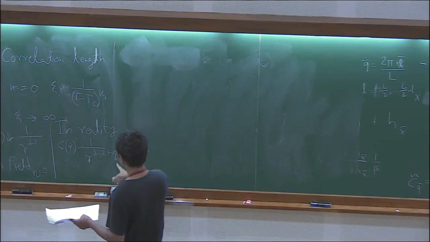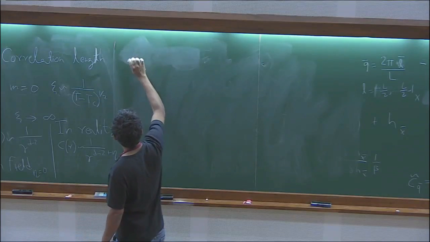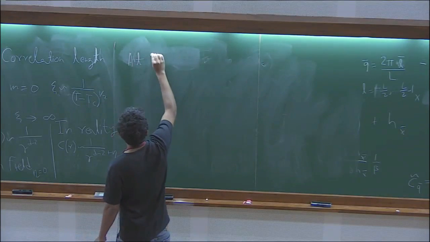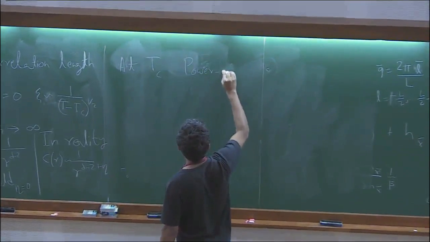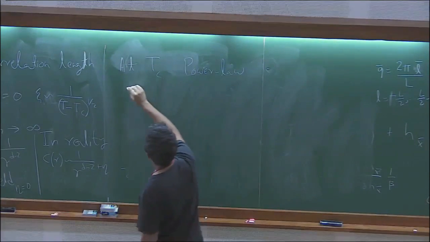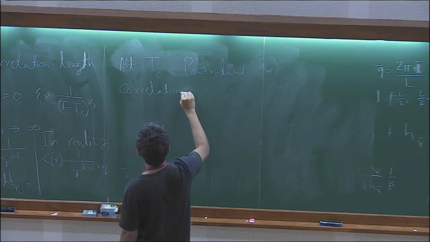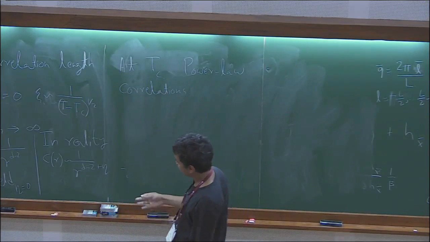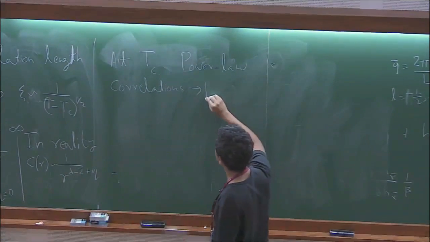Okay, so this basically means that at the critical point you have power law correlation. And the important point is that there is no length scale. Whenever you see a power law, it means there is no length scale in the system.